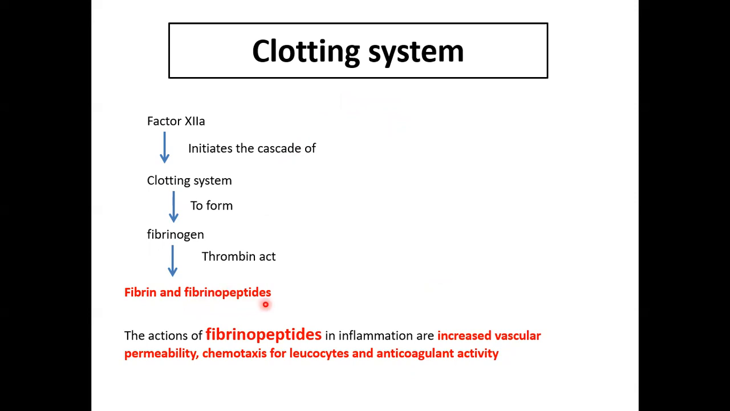So the clotting system is initiated by factor 12A, which starts the cascade to form fibrinogen, and thrombin will act on it to cause fibrin and fibrinopeptides. And this is what we want. And now we know the function here.